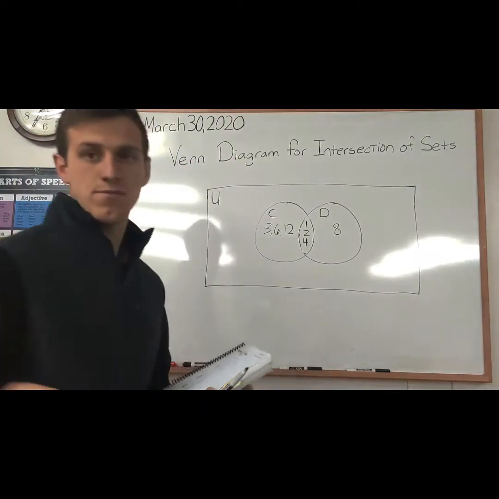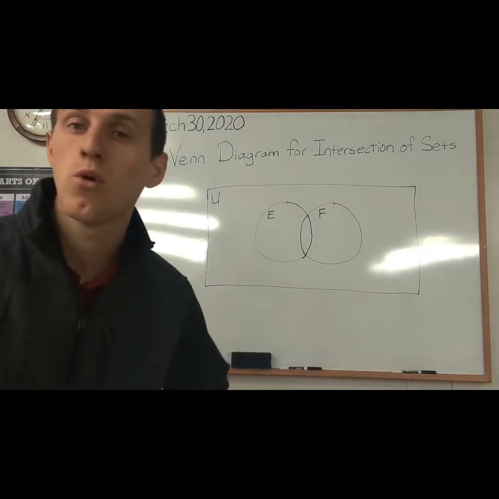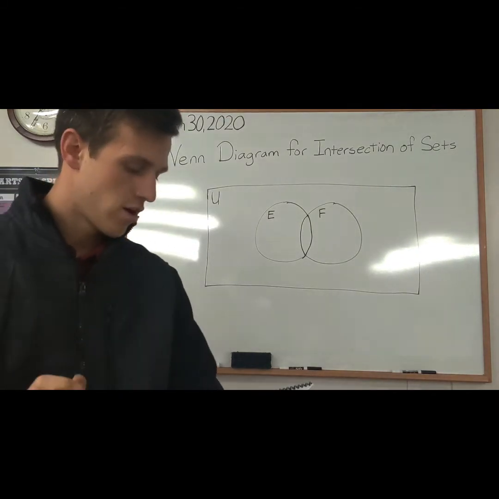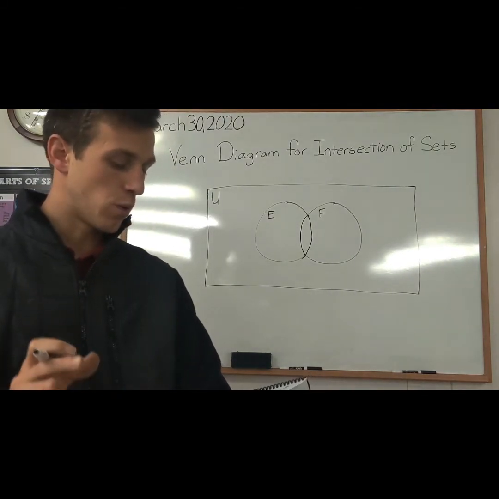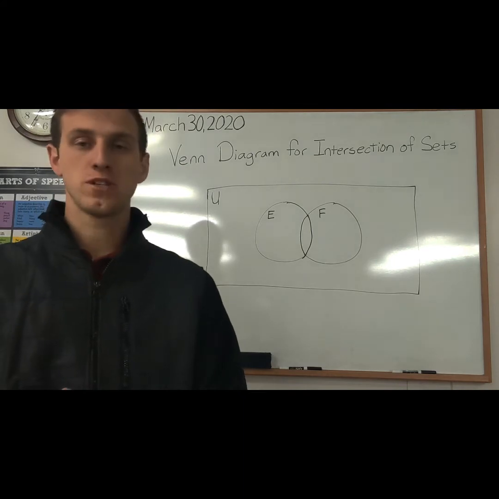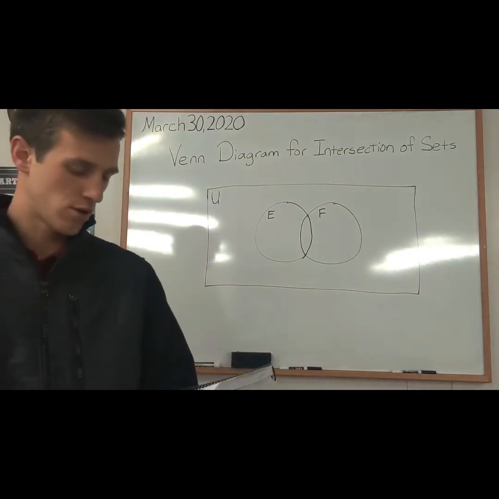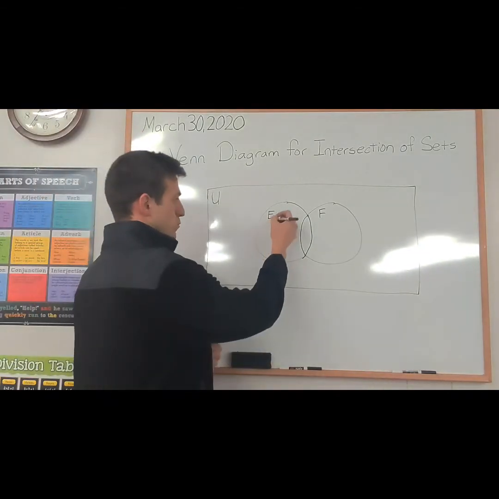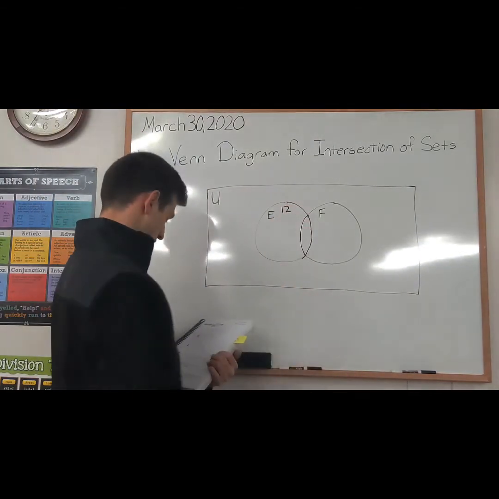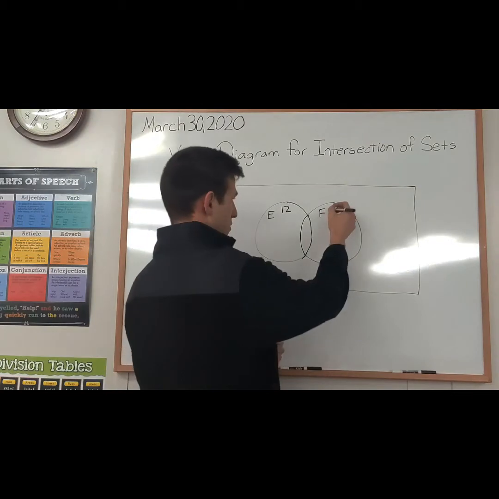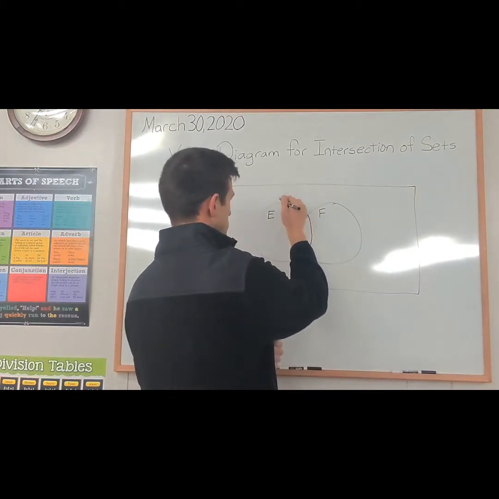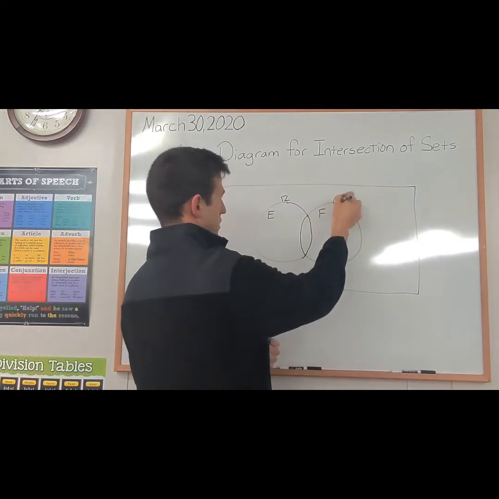And now, for the last one, we have all numbers, and we have two sets that are multiples, and the intersection of these are common multiples of a number. So for set E, we have the multiples of 12, and for set F, we have the multiples of 6. Actually, let's just write it, 12 and 6.